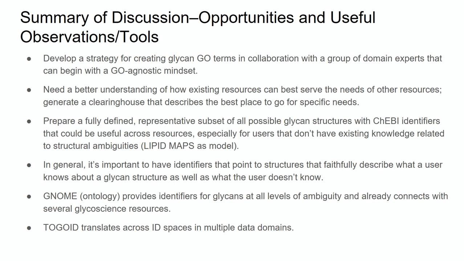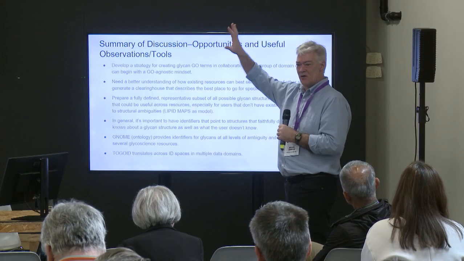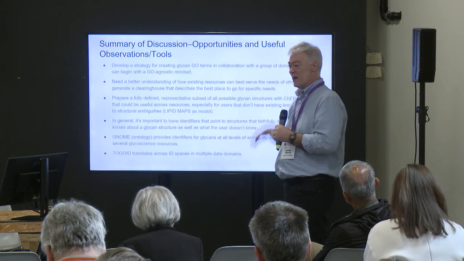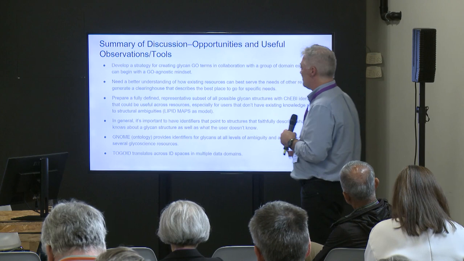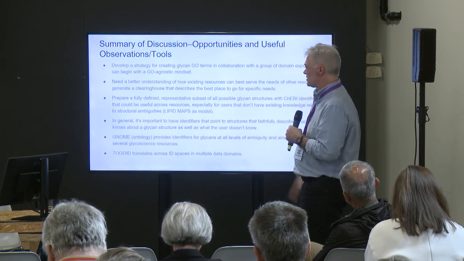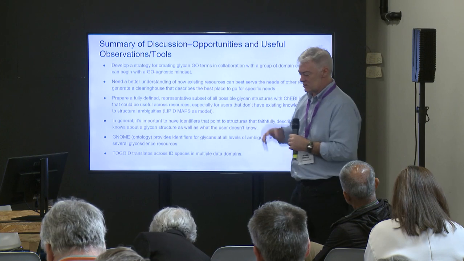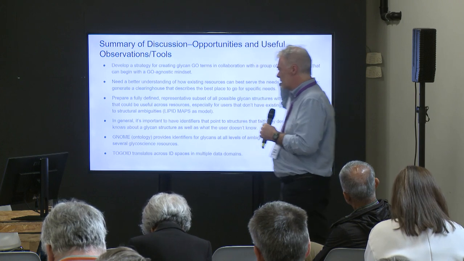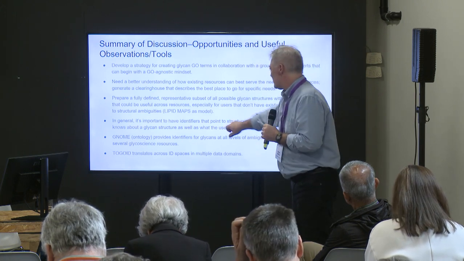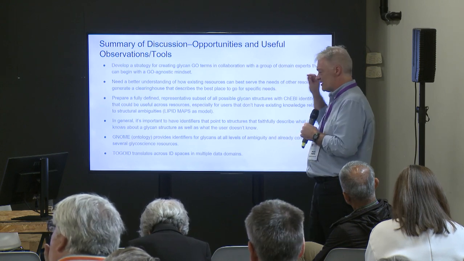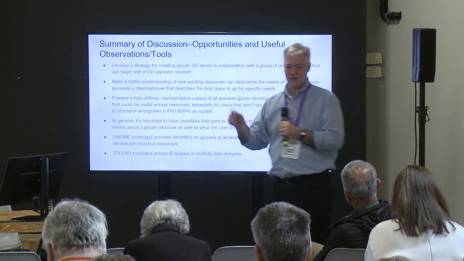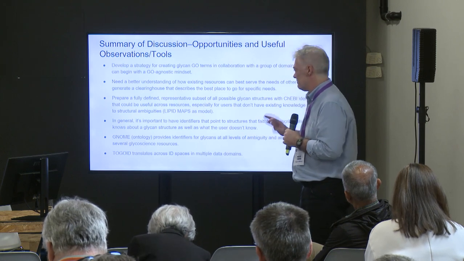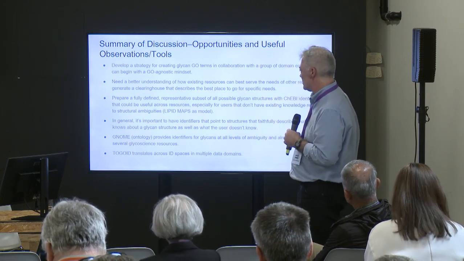We need to prepare a subset of cartoons or structures that people who don't know a lot about glycans can go to and say, this is a good starting point. It may not have all the structural possibilities, but these are the most likely biologically relevant, biosynthetically possible structures to use as a starting point. LIPID MAPS does this in terms of forgetting about some of the heterogeneity in their structures, and that might be a good model. In general, it's important to have identifiers that point to structures that say not only what a user knows, but what a user doesn't know about that structure. So ambiguity is important to acknowledge.